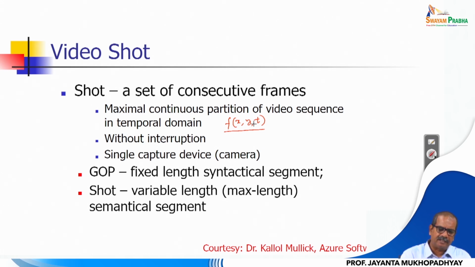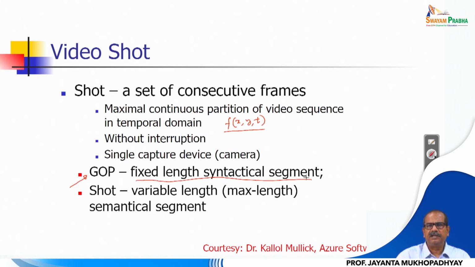Then there is also another concept which is akin to a shot but a little different. We call it GOP, or group of pictures. Now, a group of pictures in a video is a fixed length syntactic segment.